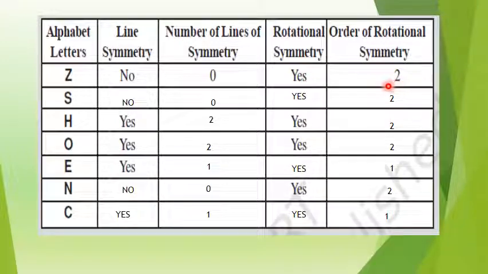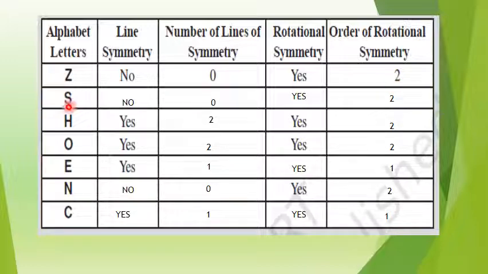2. That means while rotating Z through one complete rotation, that is 360 degrees, the letter Z looks exactly the same in two positions. So the order of rotational symmetry is 2. That is at 180 degrees and 360 degrees. It exactly looks like the original shape.